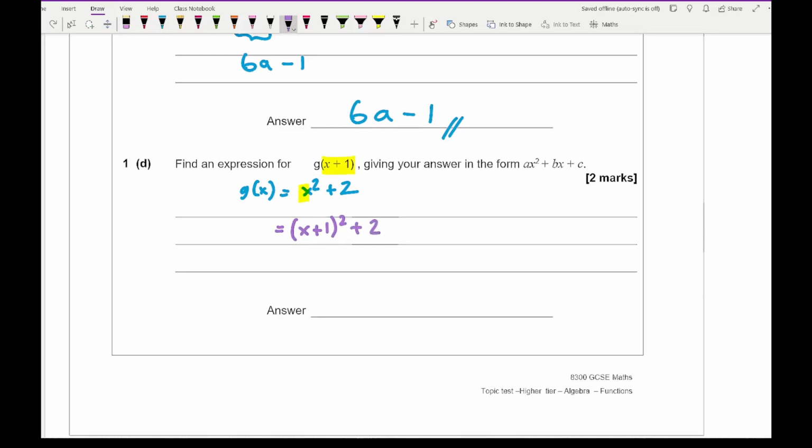Then expanding this out and simplifying, I get x squared plus 2x plus 1 plus 2. And then simplifying these two numbers here, I get my final answer of x squared plus 2x plus 3.